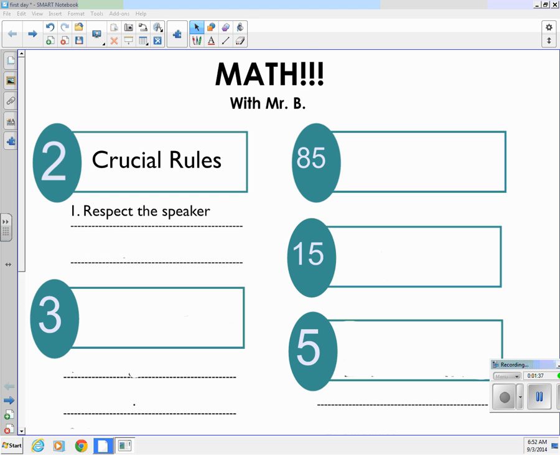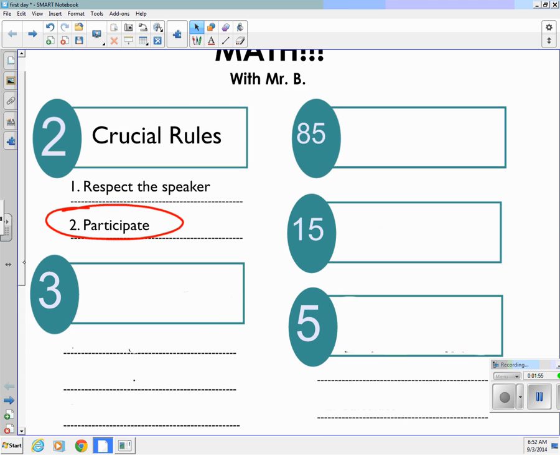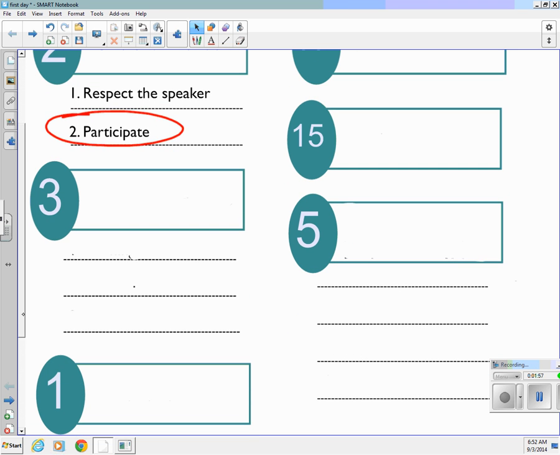The other rule is to participate. And we're going to talk a lot about what it means to participate. It's not just raising your hand, and it's not just being polite. Those are important factors, but we're going to talk a lot about what classroom participation really is. And that's going to be coming up this year. Okay?